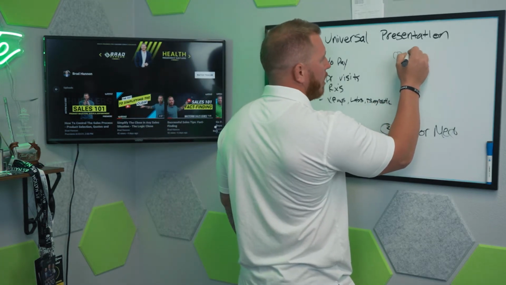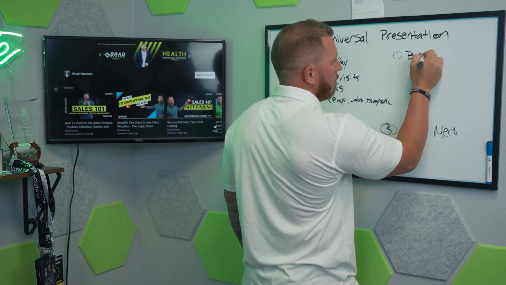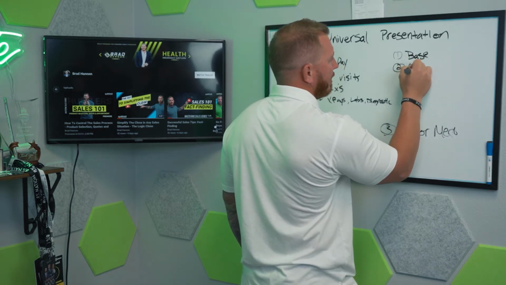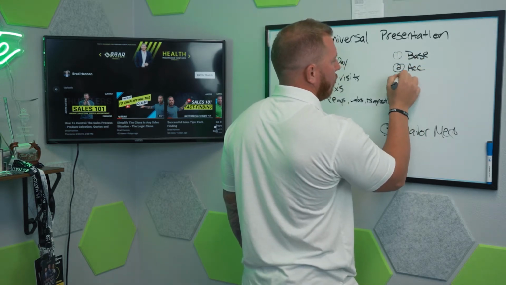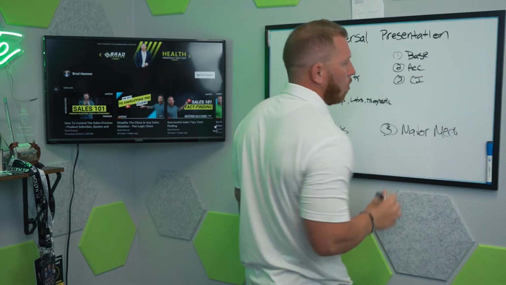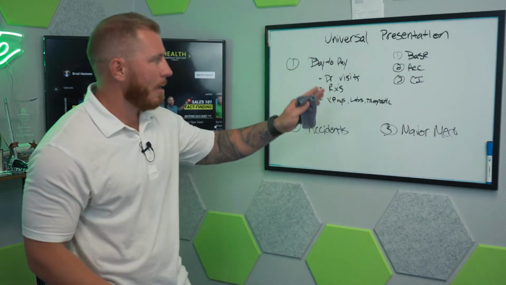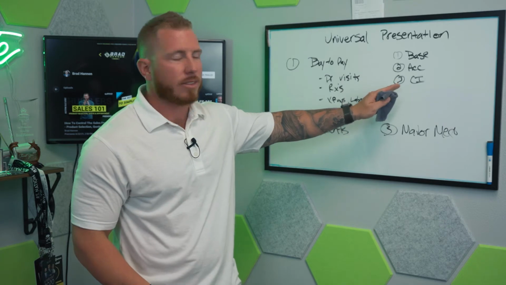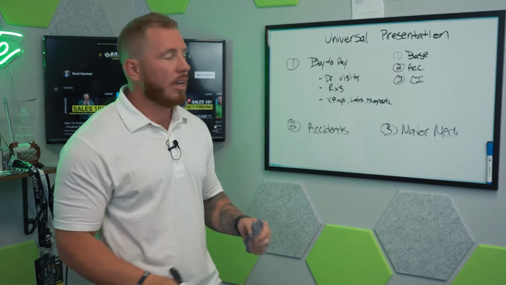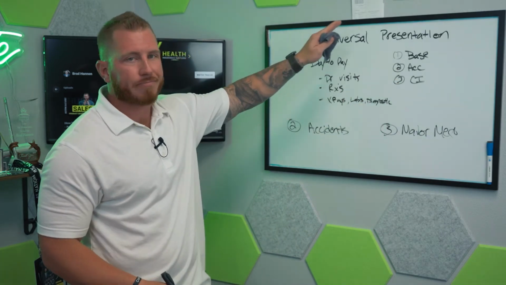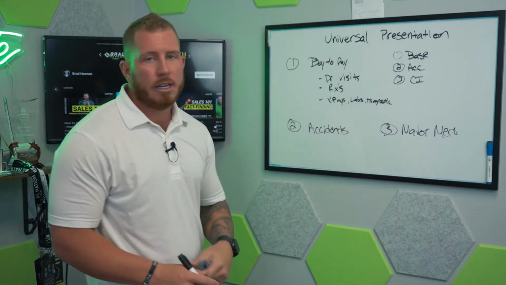You've got one, your base plan, two, an accident policy, and three, a critical illness or living benefit rider, right? This is the basics of what I'm selling anytime. Whether it's ACA or whether it is a short-term medical.